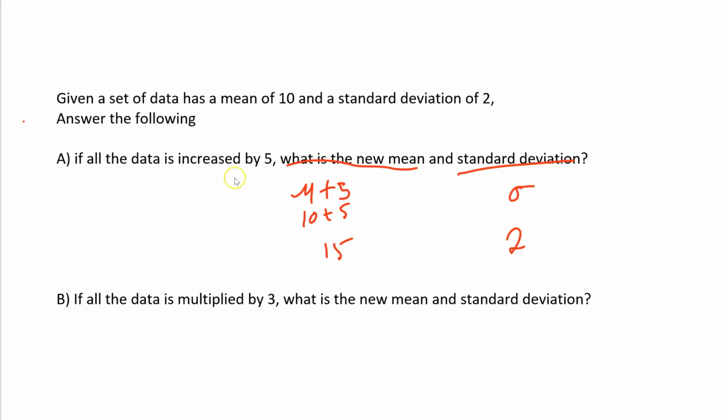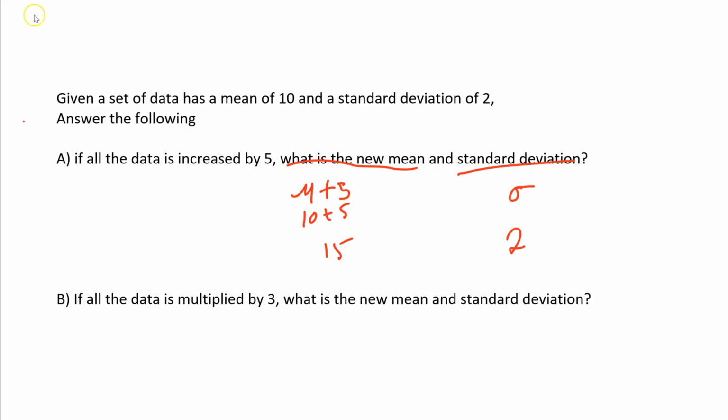When you add or subtract the same value to a set of data, the mean is going to change by that value. You just add or subtract that value. Standard deviation is going to stay the same because remember, standard deviation just measures how far apart stuff is. And if you just add 5 to everything, it's still going to be the same far apart.